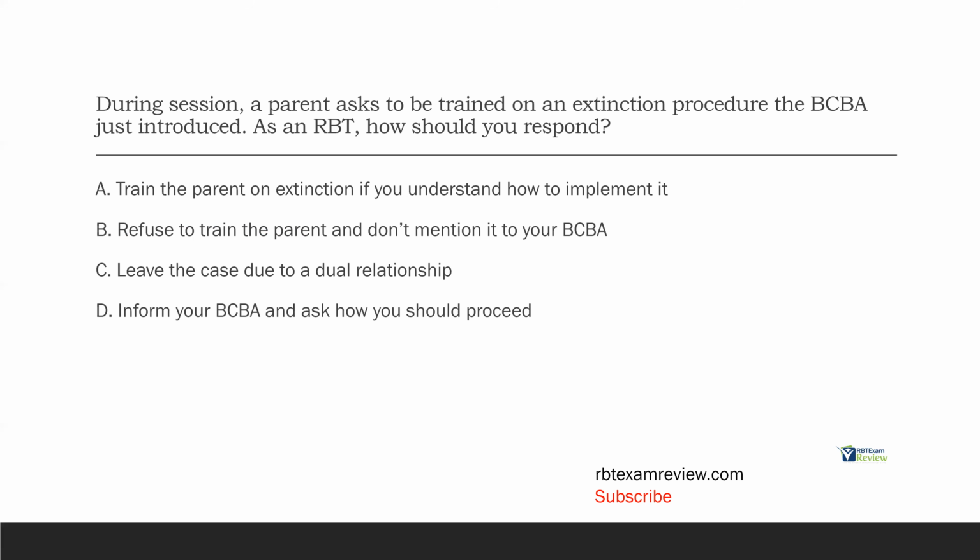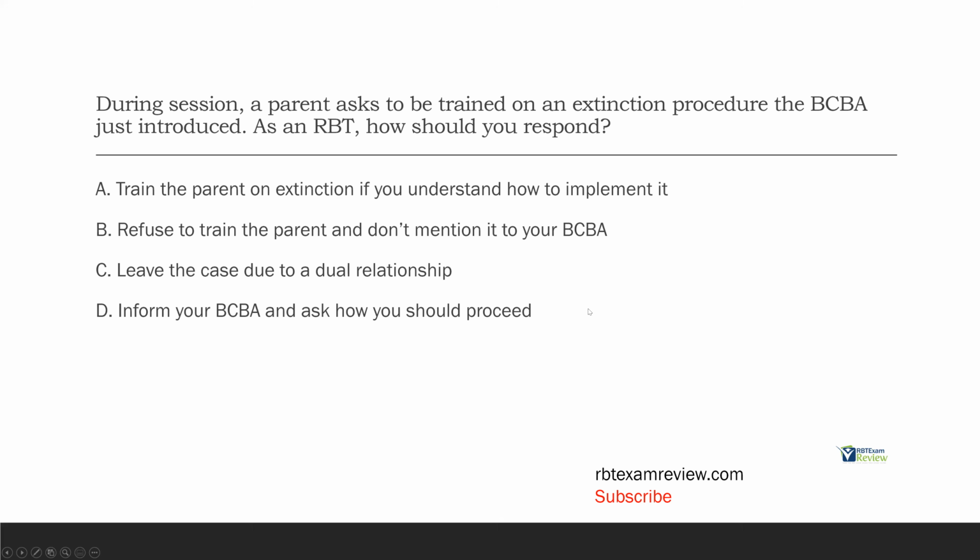How do you respond? A, train the parent on extinction if you understand how to implement it. Even if you do understand it, even if you think you understand it, we still don't train as RBTs by ourselves without permission. Maybe you think you understand it, but you don't. You can cause harm. B, refuse to train the parent and don't mention it to your BCBA. Well, don't do that. You can refuse to train the parent, that's fine, but not mentioning it to your BCBA, the parent needs to be trained, right? So we have to have that open, honest communication with our supervisors.